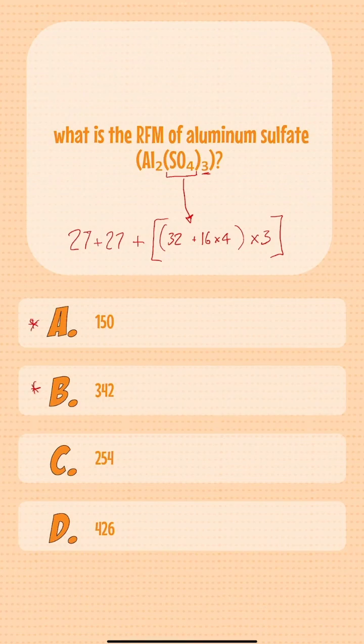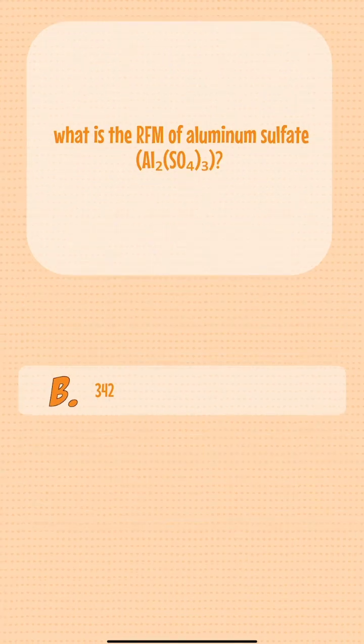So let me know. Why don't you times by 4? You times the 16 by 4 here. So you do 32 plus 16 times 4, times that by 3, then add 27 and the 27 again. Okay, so most people have got B here. And B is the correct answer, 342.